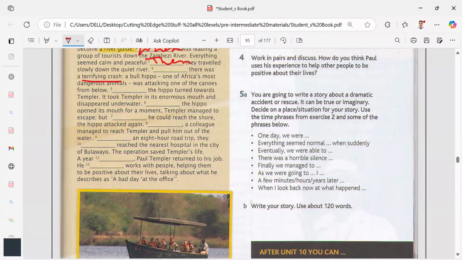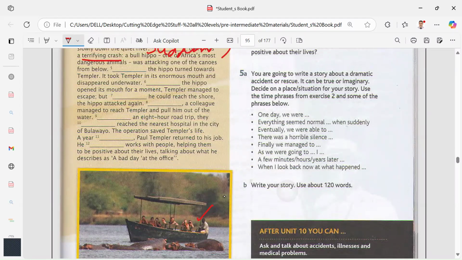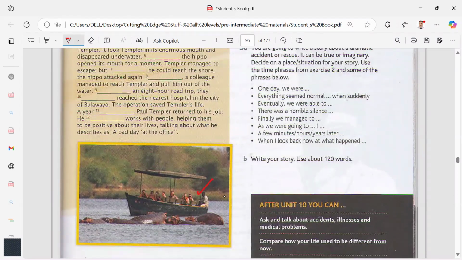Suddenly. Suddenly means بشكل مفاجئ. Suddenly, a hippo was attacking one of the canoes. A canoe means a small boat. The hippo turned towards Templar.